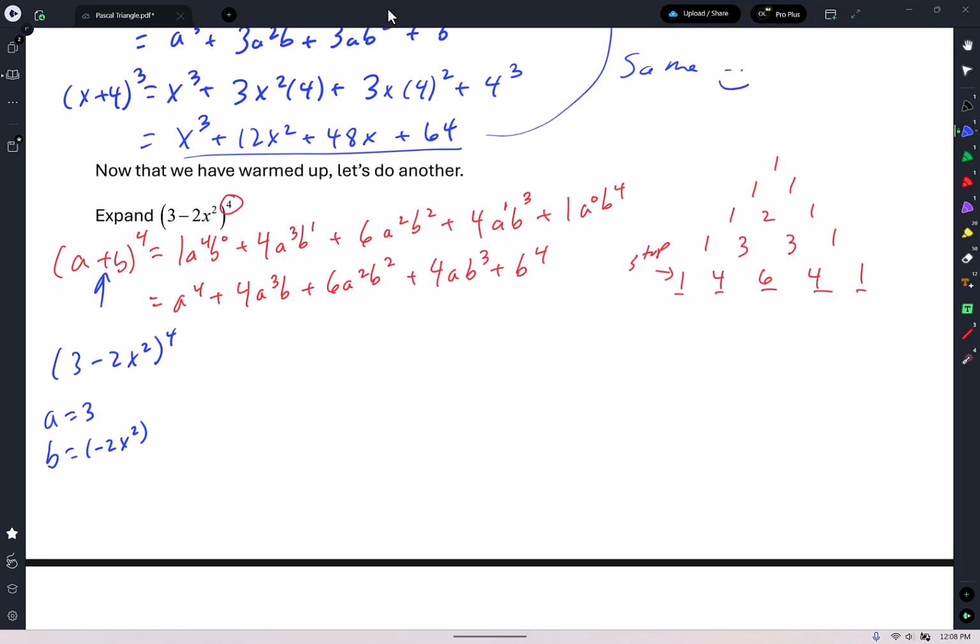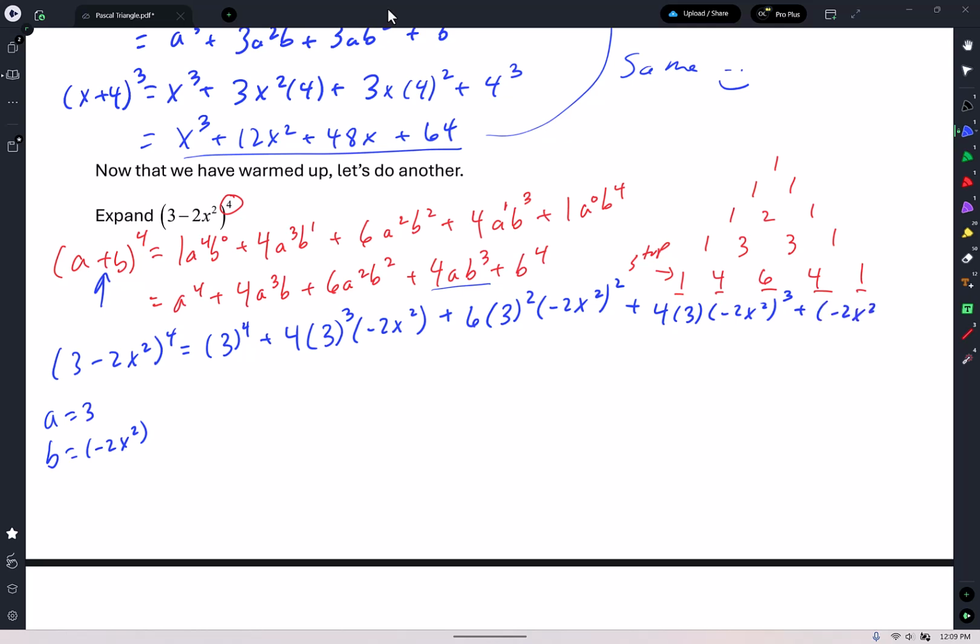So here we go. So I'm going to write equals, and I'm just going to follow this a to the 4th stuff. So a is 3, so 3 to the 4th plus 4 times a is 3, so 3 to the 3rd times negative 2x squared. So hopefully we're still okay. Plus 6 parenthesis a squared, so 3 squared times negative 2x squared squared plus, and we're here, 4 times 3 times negative 2x squared raised to the power 3 plus, and now we're in the last one, negative 2x squared raised to the power 4.